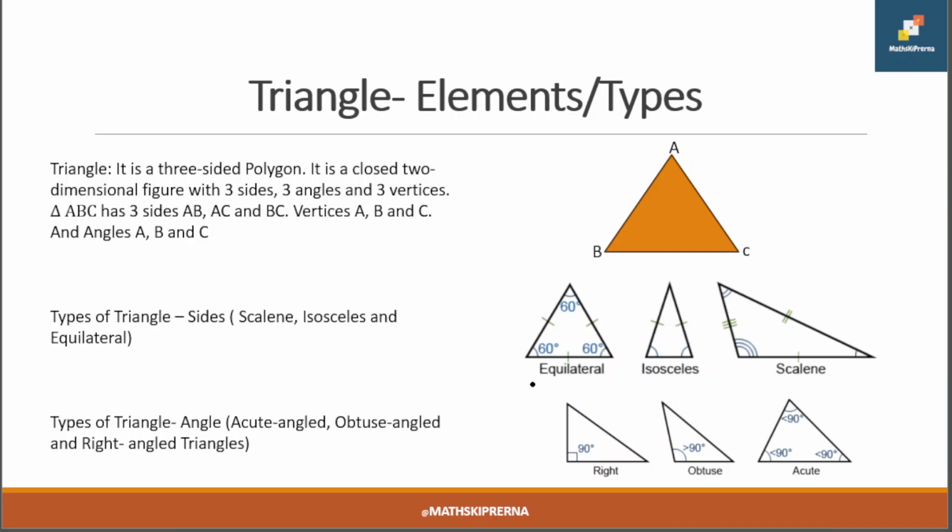Equilateral where all three sides are equal, isosceles where only two sides are equal, and scalene does not have any sides equal. On the basis of the angle, we can distinguish as right angle triangle where one angle is 90, obtuse angle triangle where one angle is more than 90, and acute angle triangle where all the angles are less than 90.